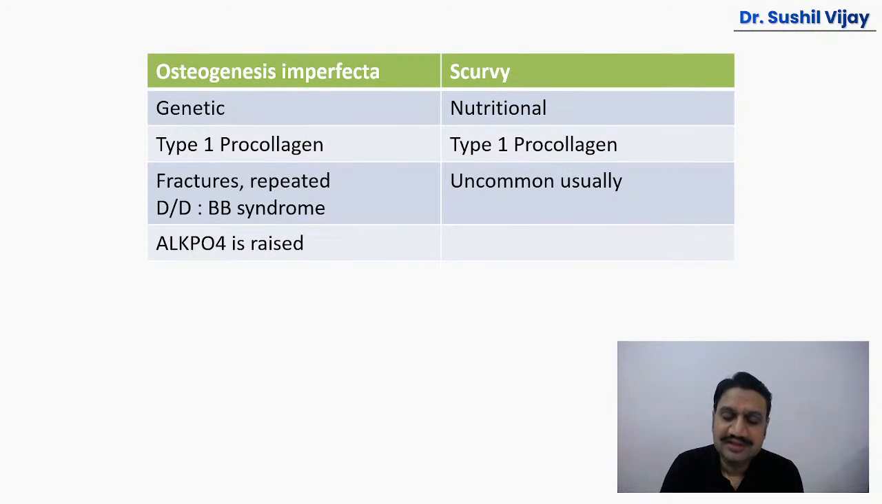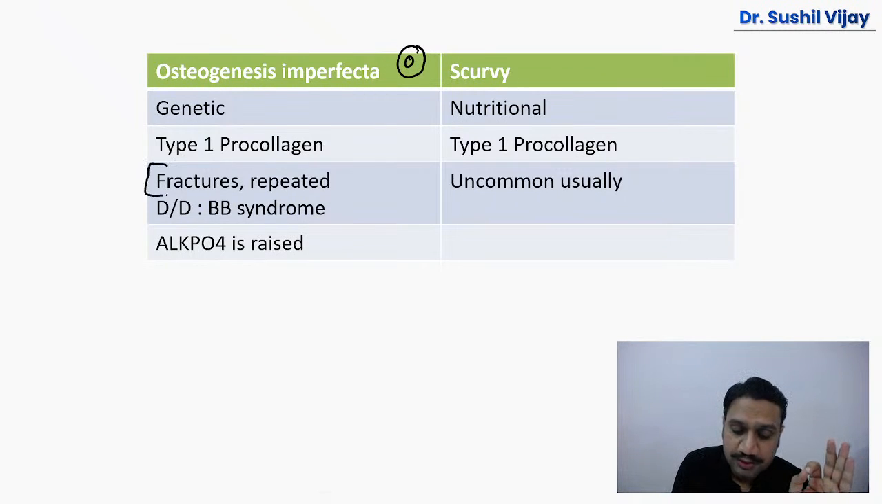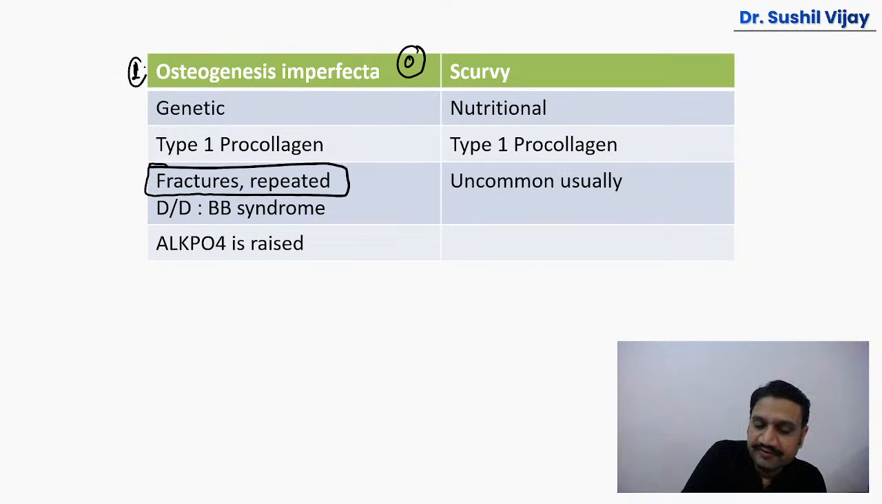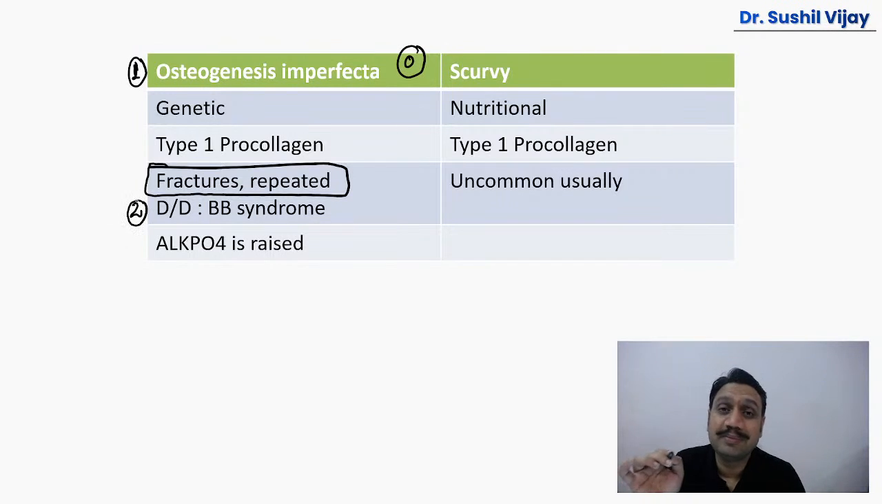Osteogenesis imperfecta. If there is a question about this in your exam, what will be the typical thing given to you? The typical point will be that a child is presenting to you with fractures which are happening repeatedly. And you know that in your exam, if you have a question about a child getting fractures repeatedly, then broadly there are two possibilities. One possibility is osteogenesis imperfecta, and the other possibility is battered baby syndrome. All right.